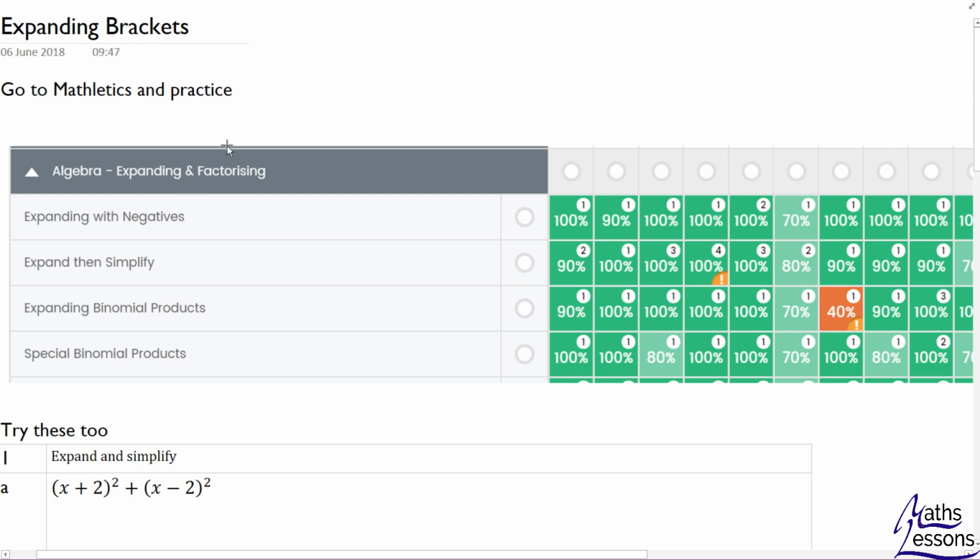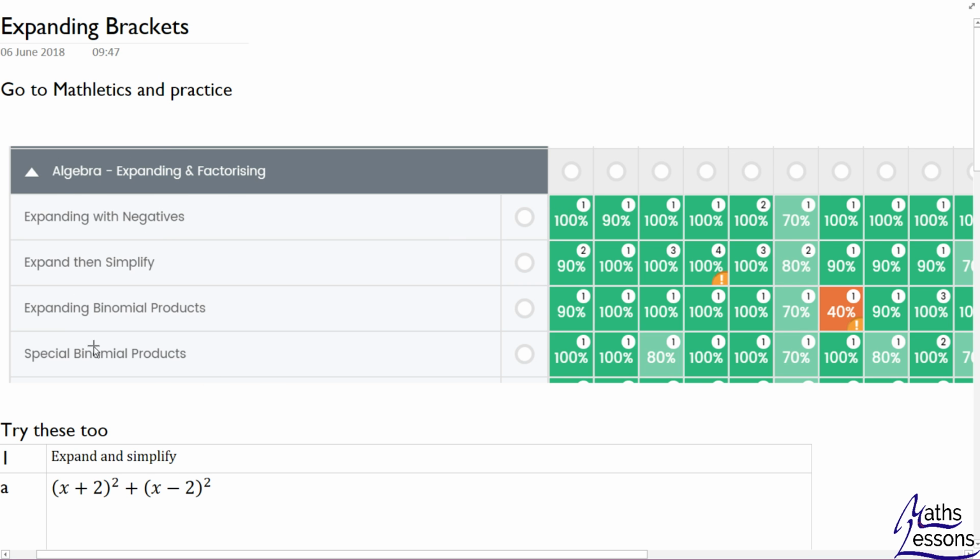Now, you need to have the skills to do basic expanding and factorizing. I'm not going to go over that too much. I will show you how to expand questions like x plus 2 squared and x minus 2 squared. But really what you need to do is practice this, and you need an app like this.